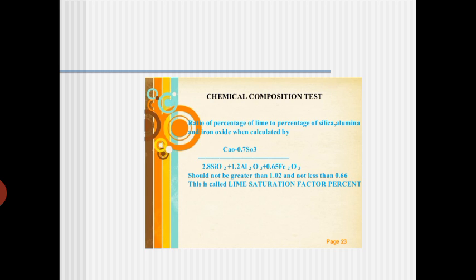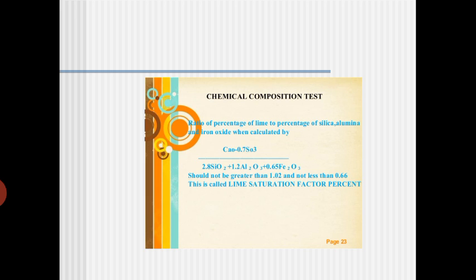Normally your cement is made up of lime. The composition is mainly lime, then silicon dioxide, then aluminum oxide, and ferrous oxide. Normally the highest percentage available is silicon dioxide. So how are we going to conduct this test?